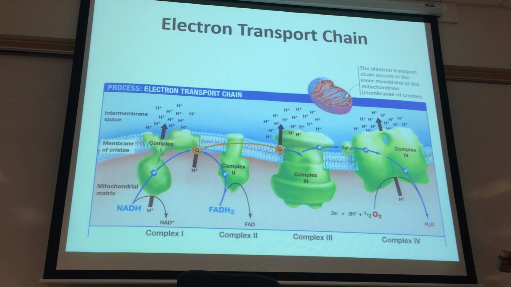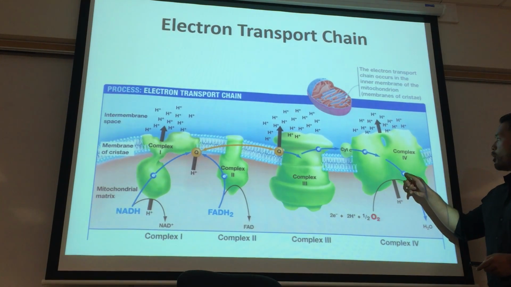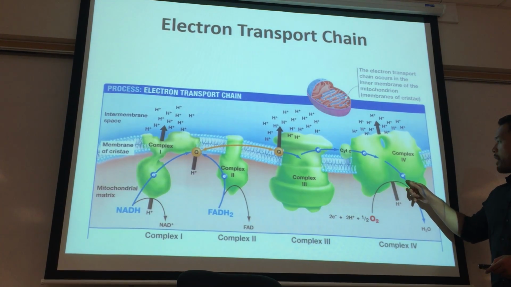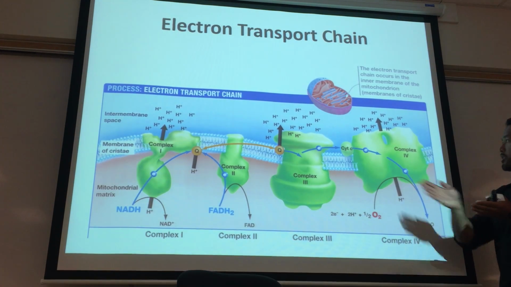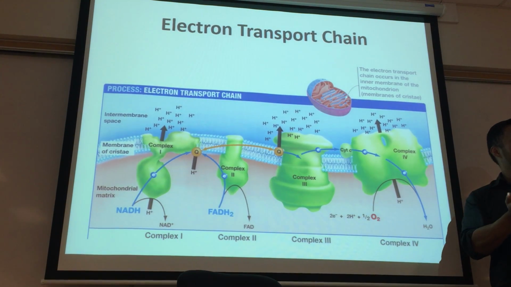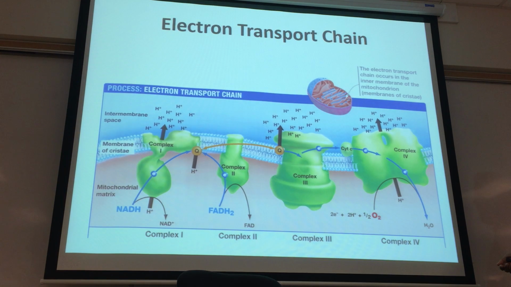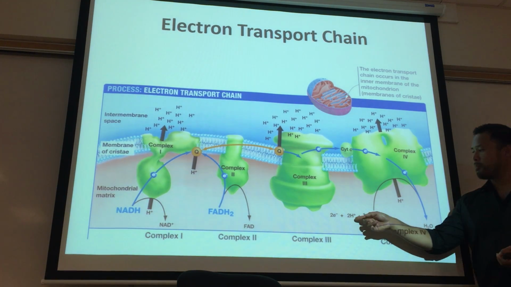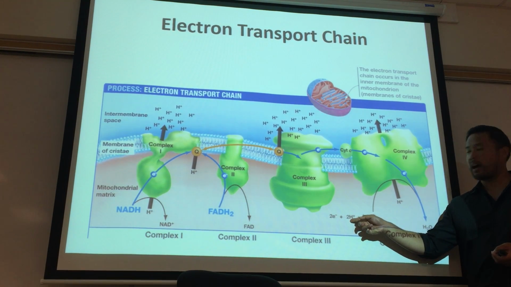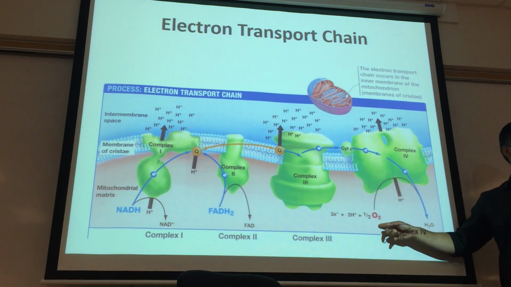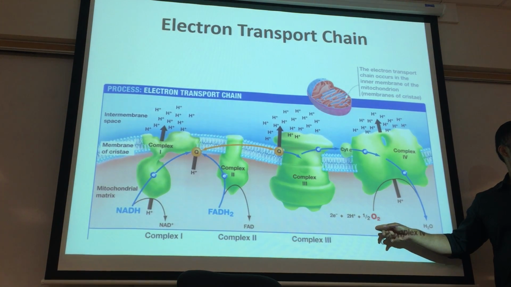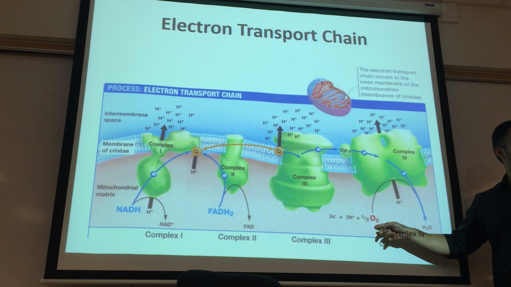What do we do with those electrons that get left over at complex 4? We got that electron at that last step. We have to do something with those electrons, and that's where the electrons combine with 2 free hydrogen ions that come in and meet that oxygen molecule. Where does that oxygen molecule come from? How do you get oxygen?